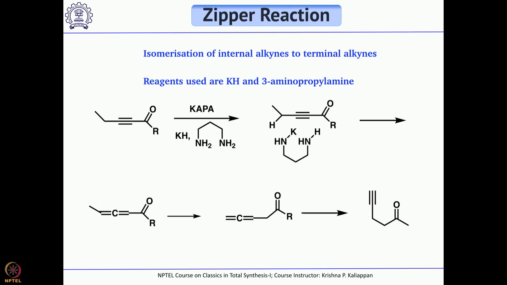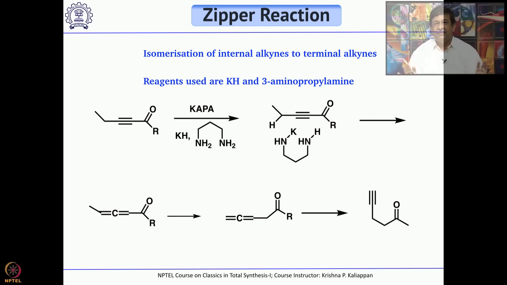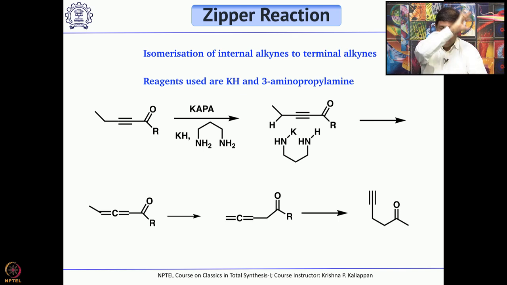So this is the mechanism. Basically, as I said, if you have an internal alkyne and treat it with potassium hydride and diaminopropane, it isomerizes the internal alkyne to the terminal alkyne. First, one of the hydrogens is picked up, and then you have the potassium salt. That will pick up this hydrogen, and it will form an allene.